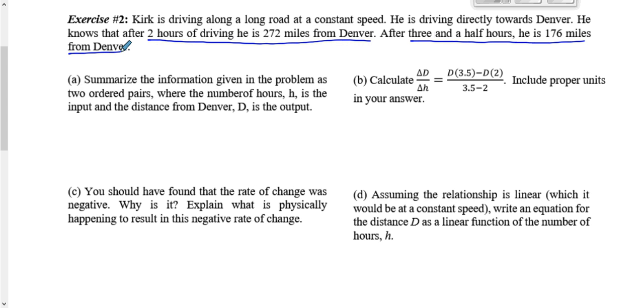I think they're going to ask us this here. Part A, summarize the information given in the problem as two ordered pairs. Yes, they do. So what would be the ordered pairs? Input of 2 hours, output of 272 miles. And what's the other input? 3.5 hours and 176 miles as an output. Okay?